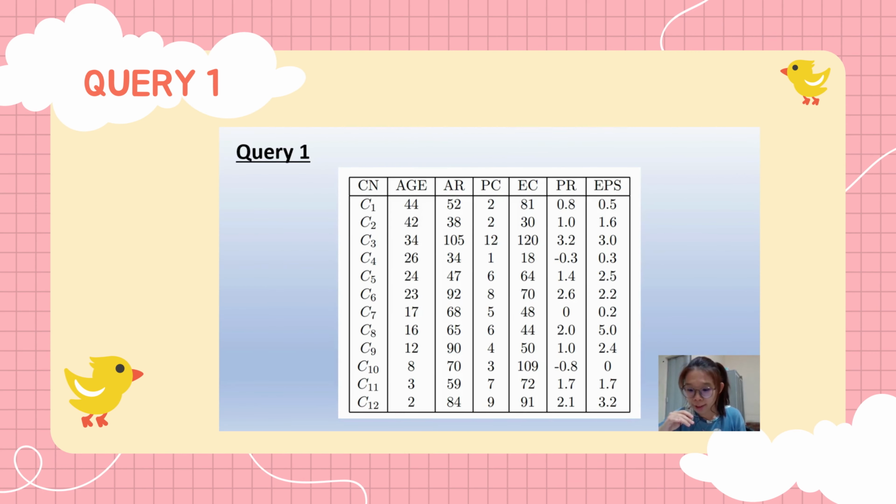For query 1, let's consider the companies by using the database in the table with the company names C1 to C12 and 6 attributes involved, where AGE stands for company age, AR stands for annual revenue, PC stands for product count, EC stands for employee count, PR stands for profit, and EPS stands for earnings per share. These are the 12 companies in the table named C1 to C12.